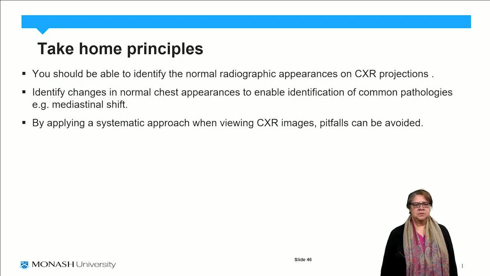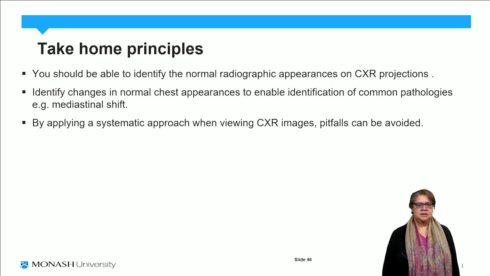So the take-home principles are: you should be able to identify the normal radiographic appearances on both the PA and the lateral chest projections. You should also be able to identify what is normal to enable you to identify common pathologies. For example, how do you identify a mediastinal shift? So it's really important that you apply a systematic approach when you view chest X-ray images so that pitfalls can be avoided. Thank you.